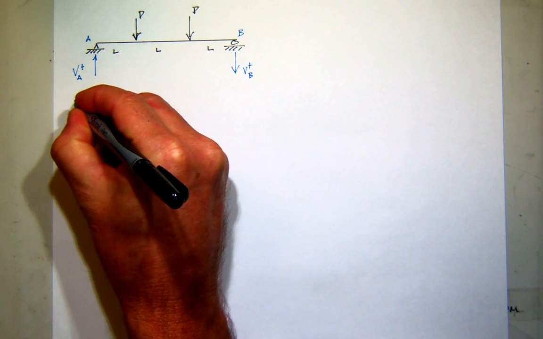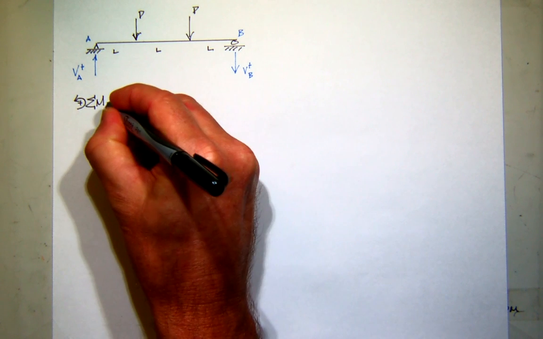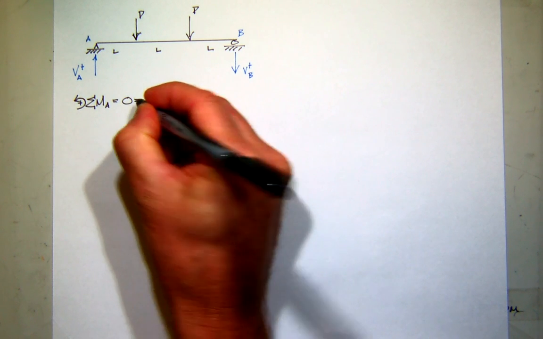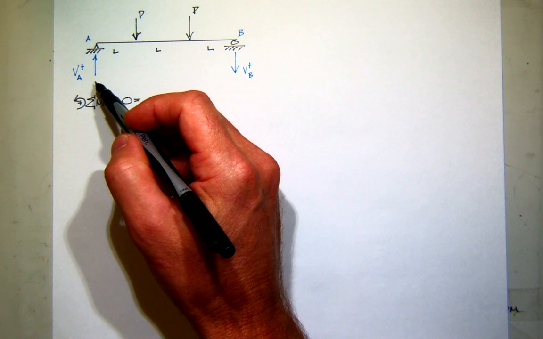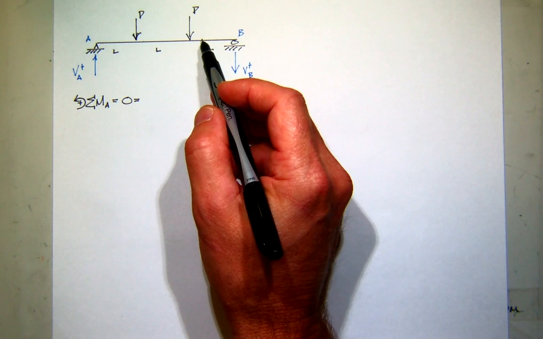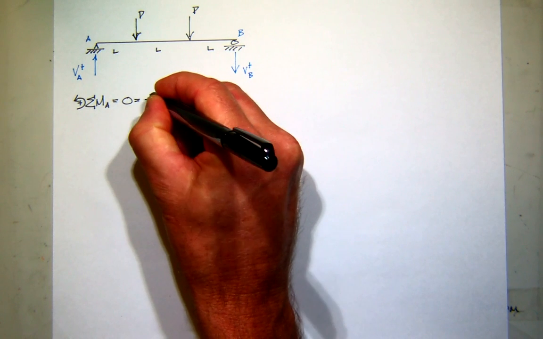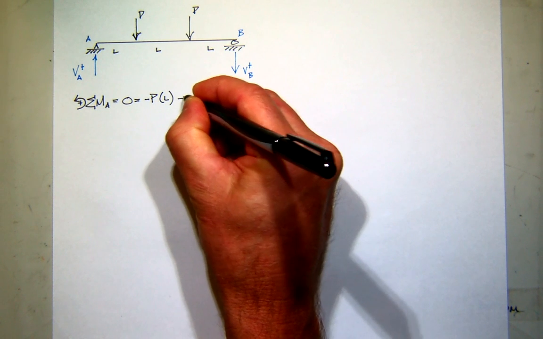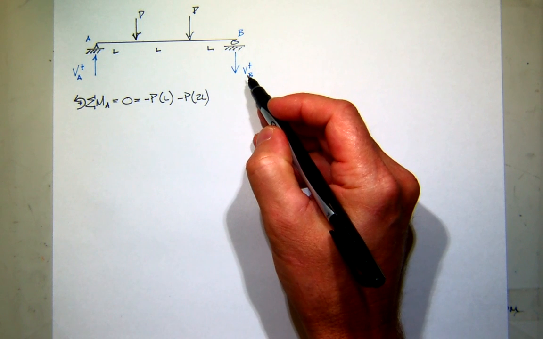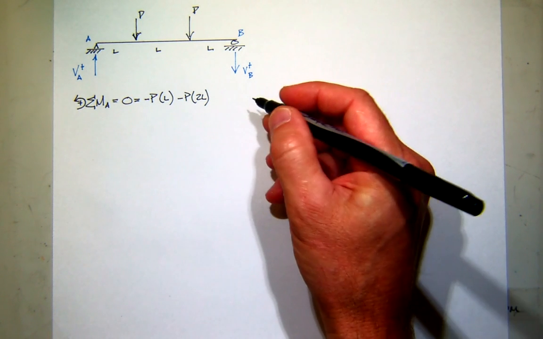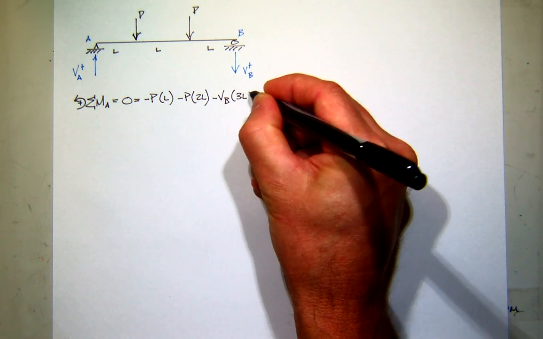So I'm going to sum moments. It doesn't really matter whether I choose A or B. I'll just choose A. So let's sum moments about A. So the shear at A will create no moment about A, but the two P forces will, and they will be positive or negative with my sign convention. Negative. So I'll have negative P times L, and then negative P times 2L. And then the shear force at B, the way I've drawn it, will also create negative moment.